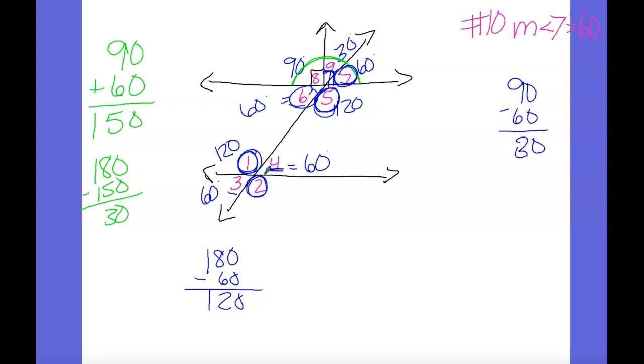If they're consecutive exterior, that means they equal what? 180. So you do 180 minus 60. What does angle 2 equal?